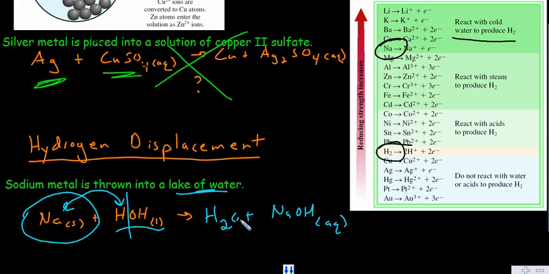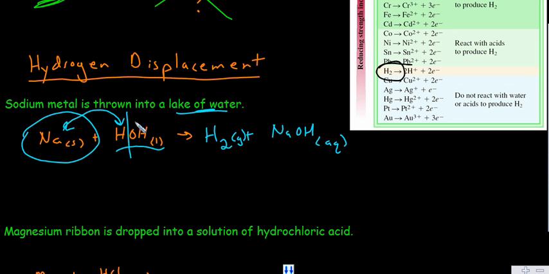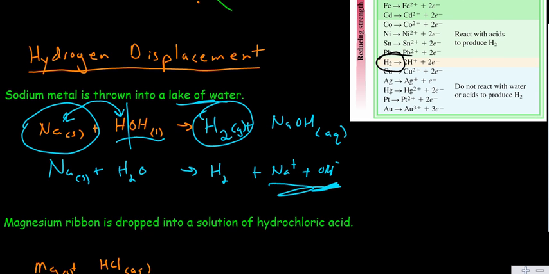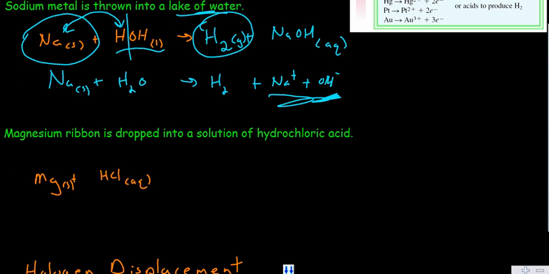Now let's write this in the net ionic form. You get sodium solid, you get water, it's best that you write H2O. You get hydrogen, and you get separate sodium and hydroxide ions. You would get gas bubbles released if you threw sodium into a lake, but you would also make the lake a little bit caustic or basic. That would probably kill some fish. Don't do that.